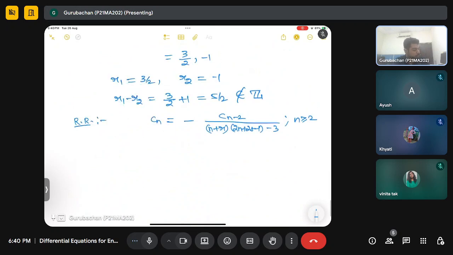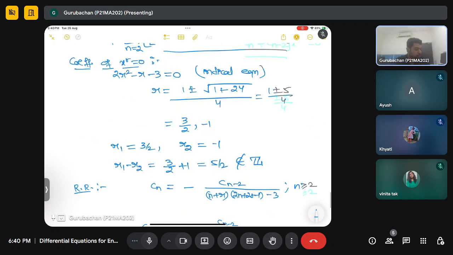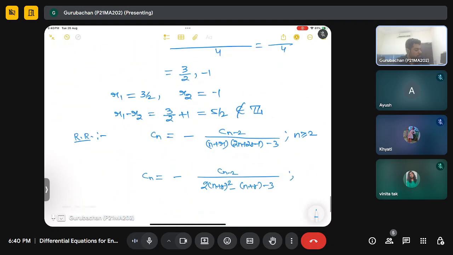So I am writing this form also, that c_n can also be written as c_(n minus 2) divided by 2 times (n plus r) square minus (n plus r) minus 3. So it was like that only. Yes, this relation is valid for n greater than or equal to 2.